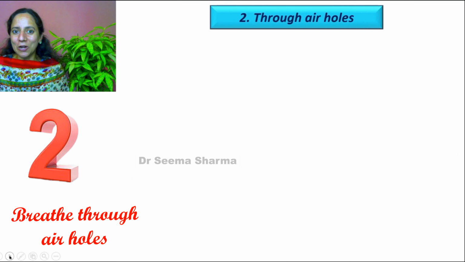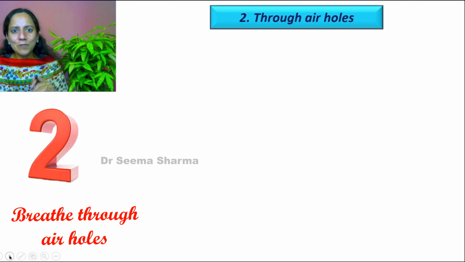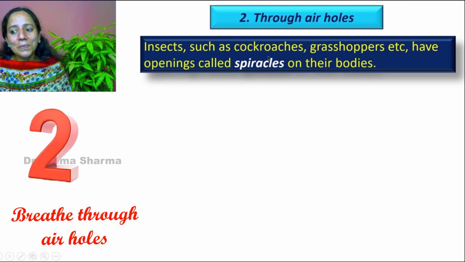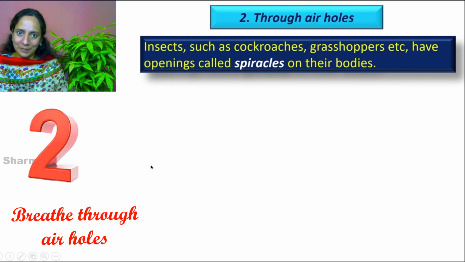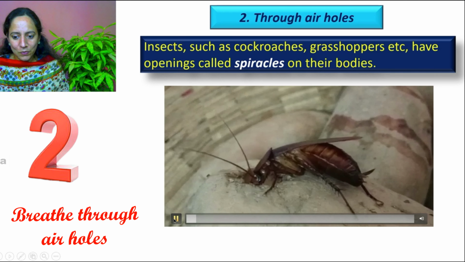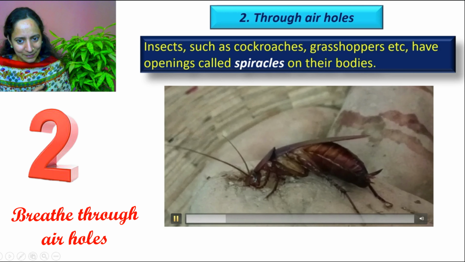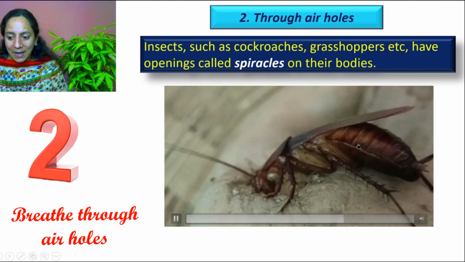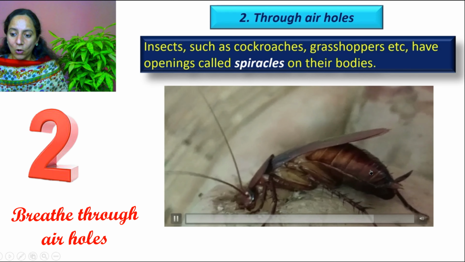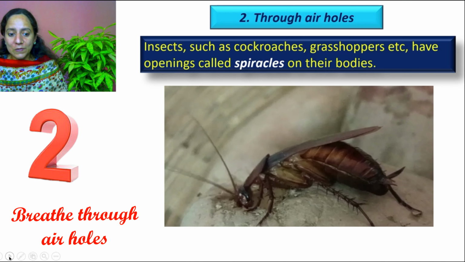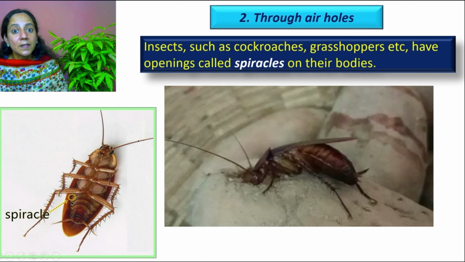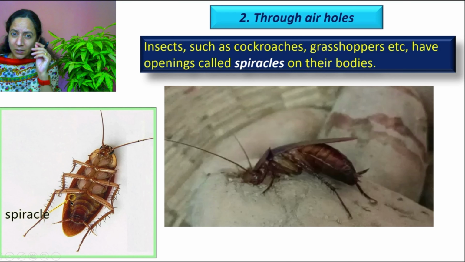Next is exchange of gases through air holes. And viewers, this is very interesting. Insects such as cockroaches, grasshoppers, etc., have openings called spiracles on their body. See, this is one cockroach. It's busy nibbling one potato. I want you to pay attention to this part. This part has very small openings called spiracles or holes. See, the same is visible over here. This is a spiracle, a minute opening or hole.